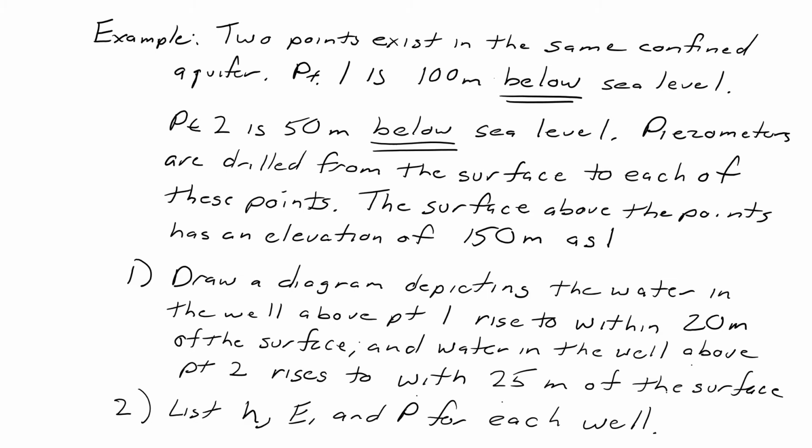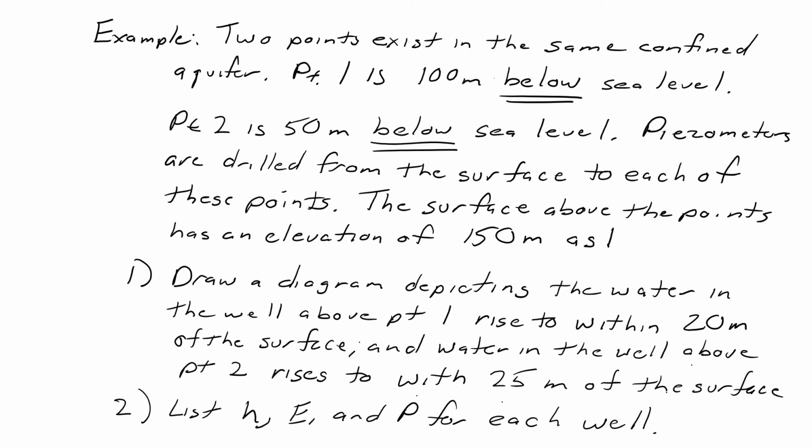Okay. So first thing I want you to do is draw a little diagram that shows the setup of this example. So we have 2 points in a confined aquifer. Point 1 is 100 meters below sea level. So it's kind of a deep well. This is probably an area near the coastline. So the base of well 1 is 100 meters below sea level. The surface is 150 meters above sea level.